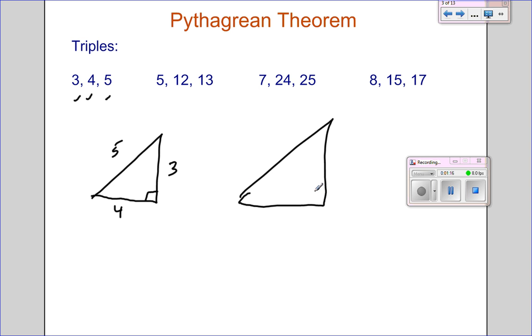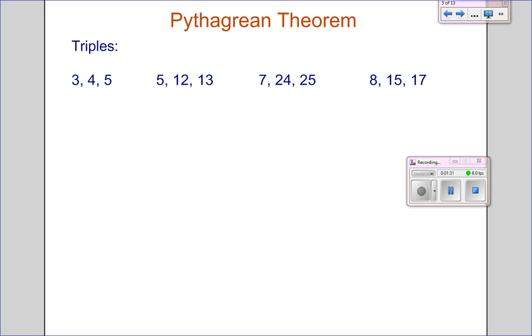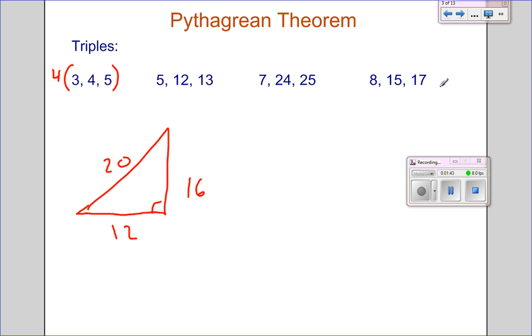Same thing works for these other numbers, such as 5, 12, and 13. 13 and 12 here tells you that this must be 5. And same thing for 7, 24, 25, 8, 15, 17. I would memorize at least these basic ones. We also see the triples multiplied by scale factors. I can actually take this and multiply it by, let's say, 4. And I would have 12, 16, and 20, and that would still be a triple. So you could take any of these triples and multiply them by any scale factor.